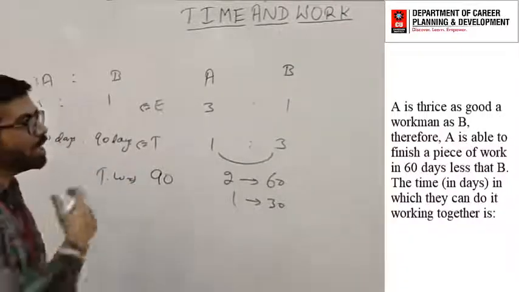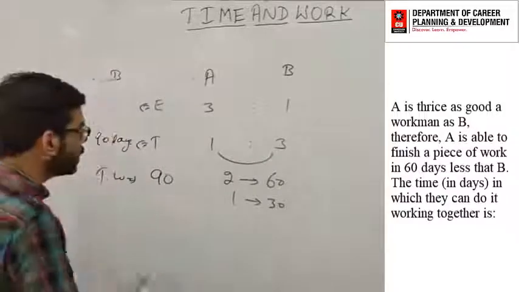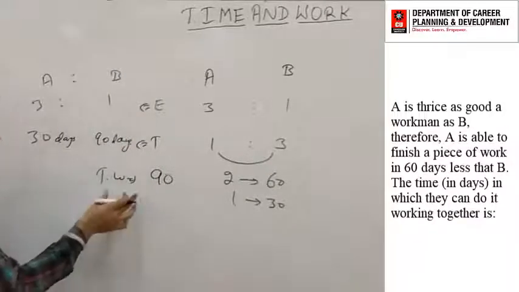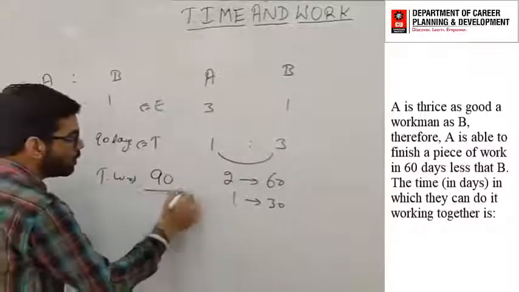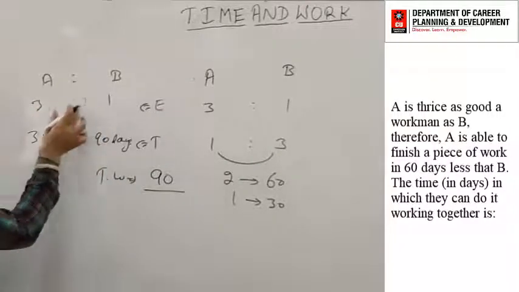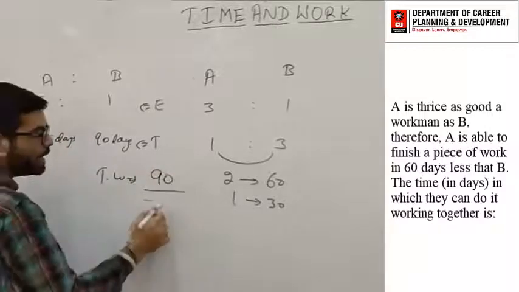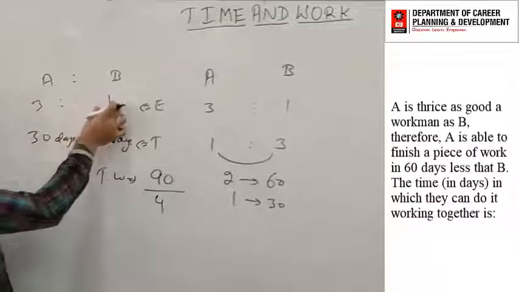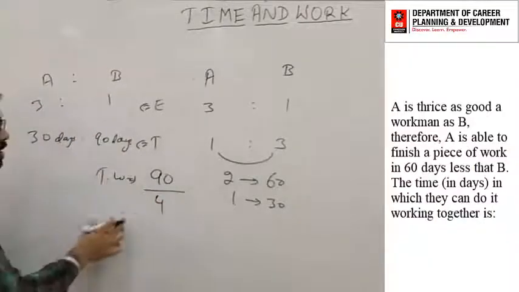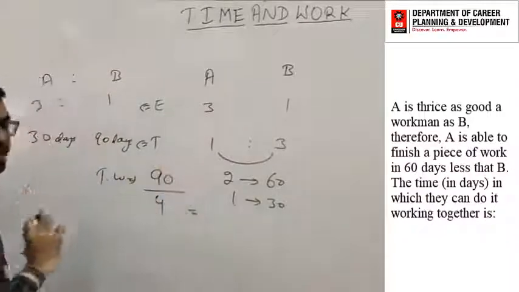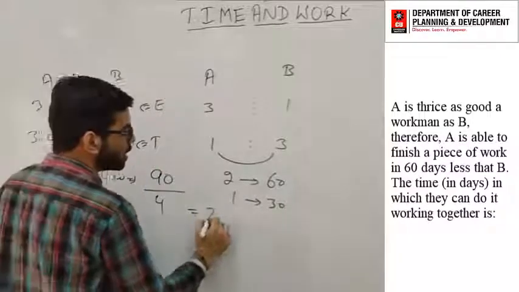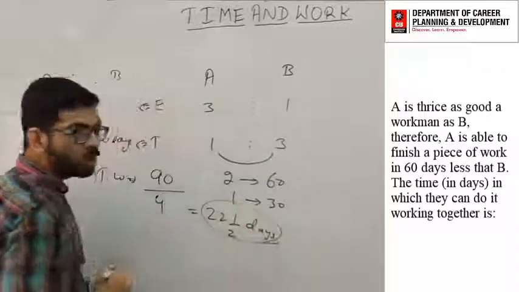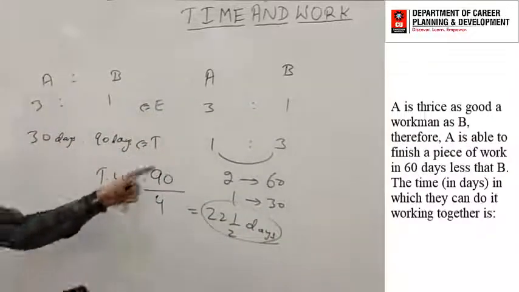Now as per the question, A and B both are taking how much time? So 90 units of work divided by the efficiency of A and B, which we have already taken as 3 and 1. So 90 divided by 4, which is efficiency of A 3 plus efficiency of B 1, comes out to be 22 1/2 days. So this one is your answer. Okay, let's move to the next question.